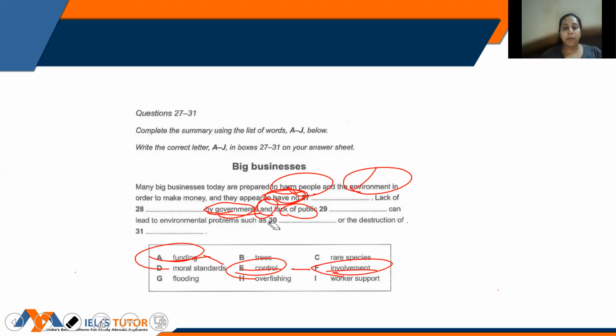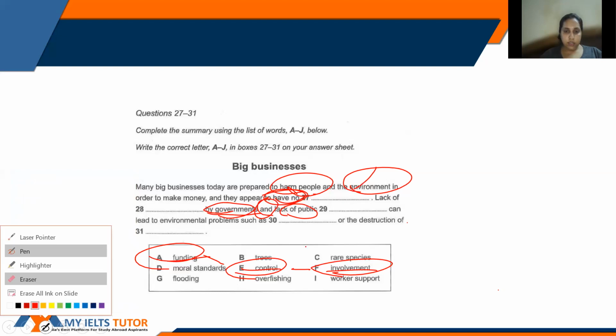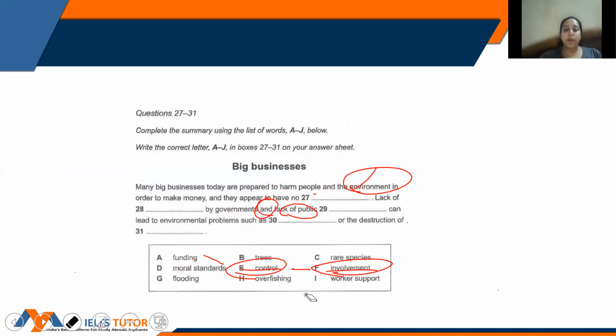What could be the environmental problem? Flooding could be the environmental problem, right? Or the destruction of trees. Yes, or the destruction of trees. Okay. So the answers are quite predictable.